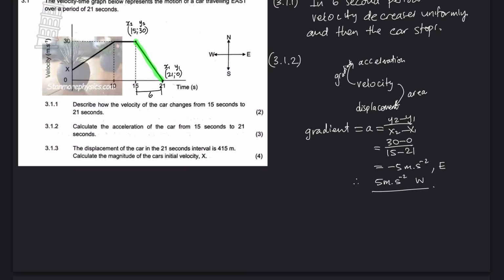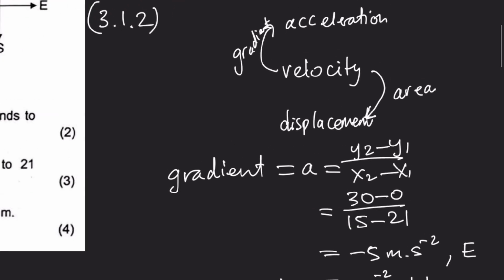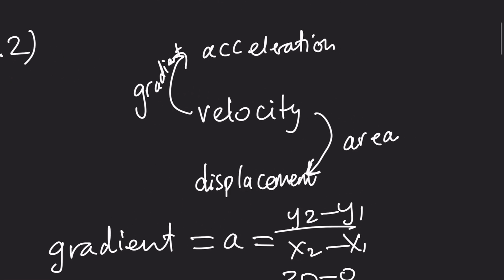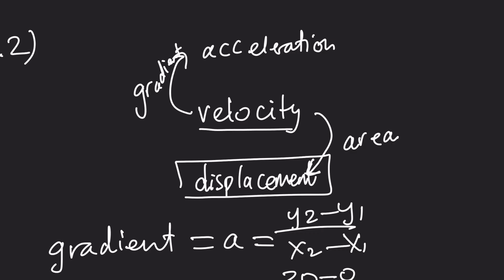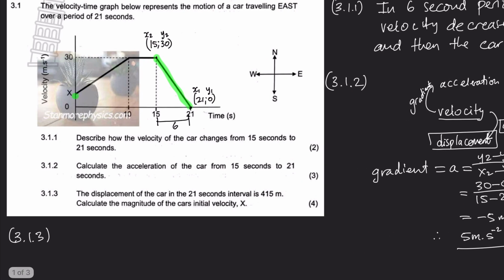Okay, next one, 3.1.3. The displacement of the car in 21 seconds is 415 meters. Calculate the magnitude. So let's go back here. They want to know what is the velocity at x. If they've given us the displacement, that means from the velocity time graph, if we work out the area, we can get the displacement. So the area of this entire shape here is 415, and they want us to work out the value of x here.